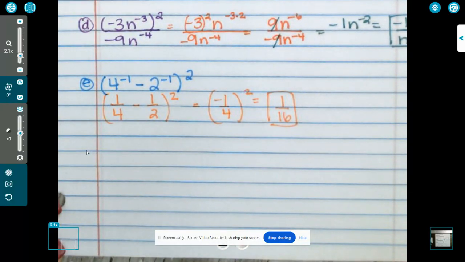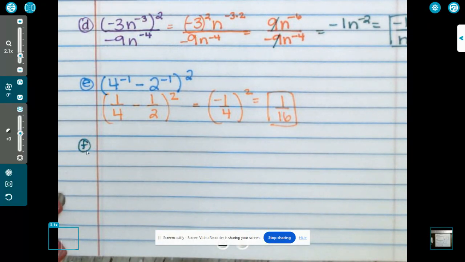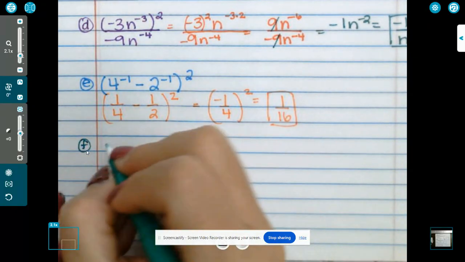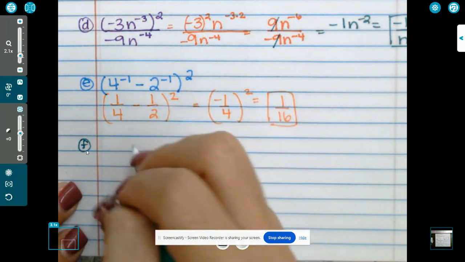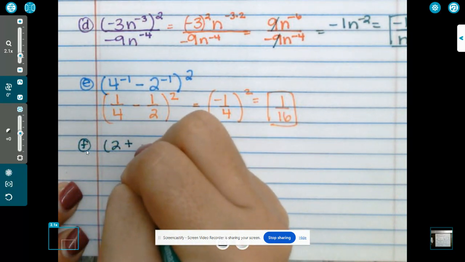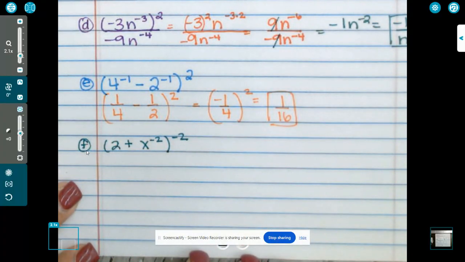All right. That one seemed too simple. Okay, let's go with this one. 2 plus x to the negative 2, all to the negative 2. Ooh, wee. All right, let's see.